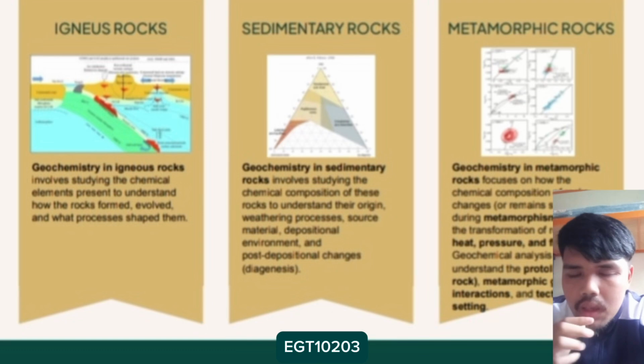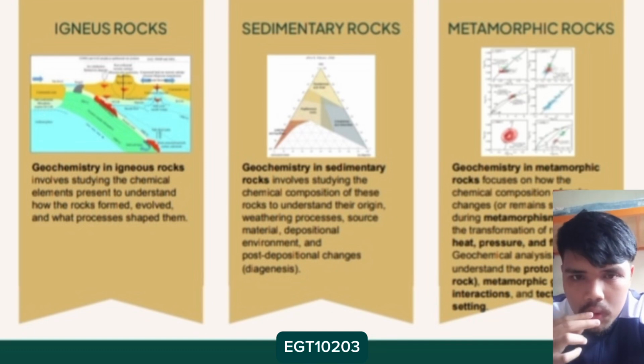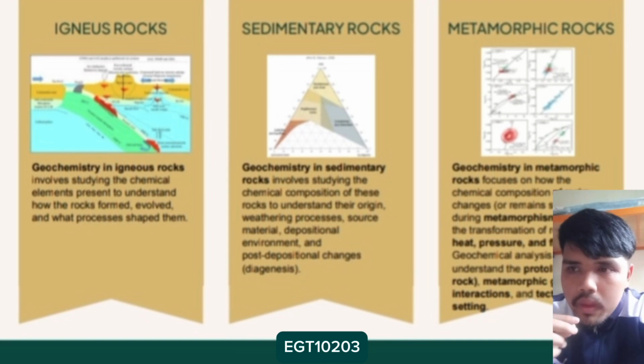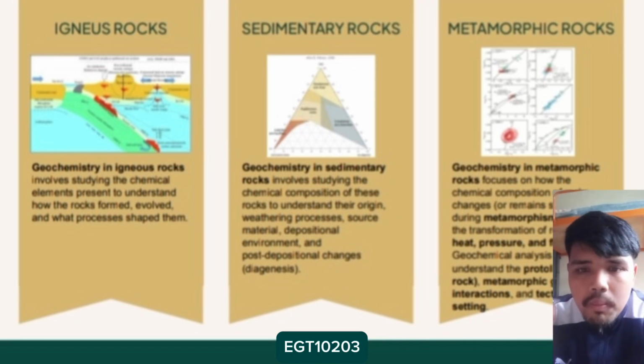Okay, next I will talk about geochemistry in all types of rocks. We have three types of rocks. The first one is igneous rock, second sedimentary rocks, and lastly metamorphic rocks. I will start with the igneous rocks. Geochemistry in igneous rocks involves studying the chemical elements present to understand how the rocks form, evolve, and what processes shape them.